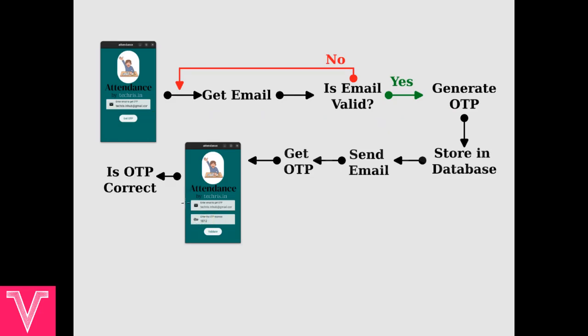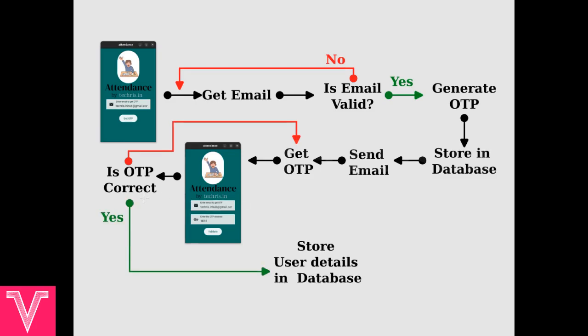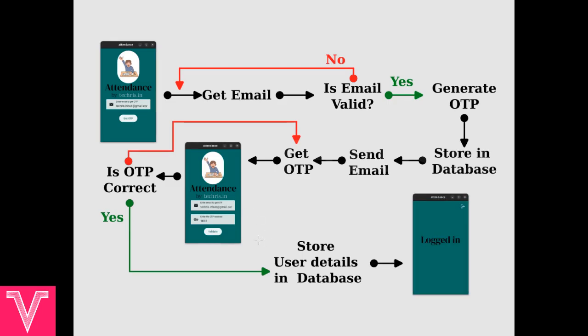Once the OTP is entered, we'll compare the entry with the database entry, and if it is not correct, we will inform the user that the OTP is incorrect. He will enter the new OTP. He will also get an option to send the OTP again if he doesn't get the OTP the first time. So if the OTP matches with the database entry, the user details like email ID will be stored in the database and the user will be given access. This is how the OTP process works.